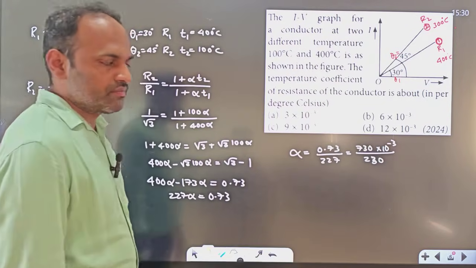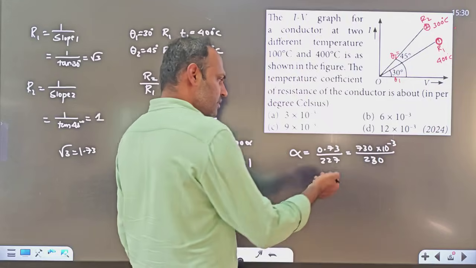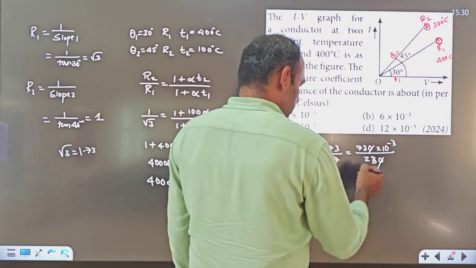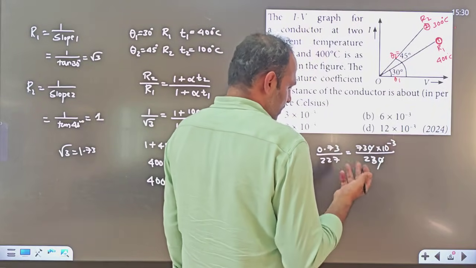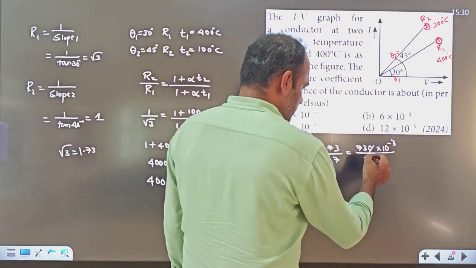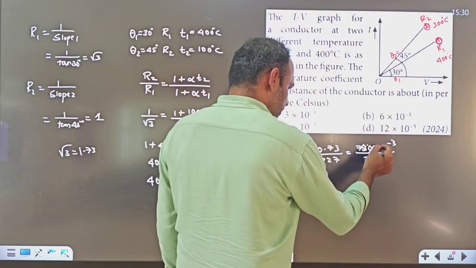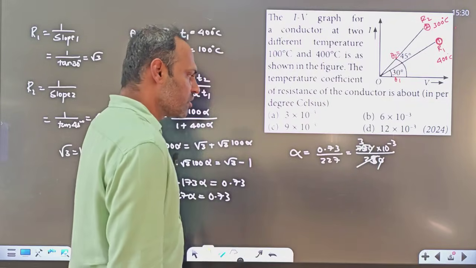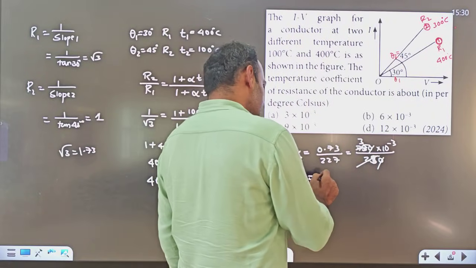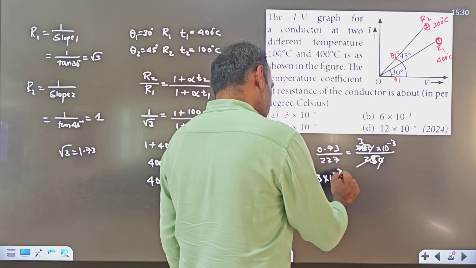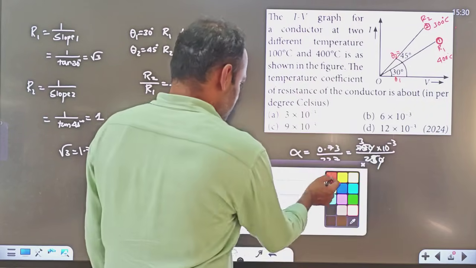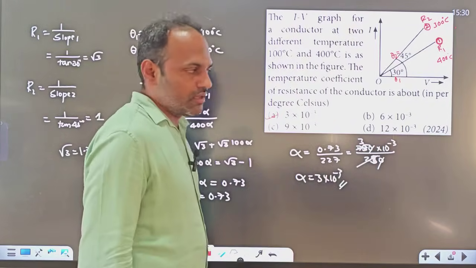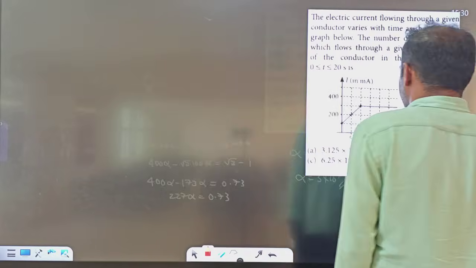I will write it as 230. Just for simplification, I am taking it like this. 0 and 0 will get cancelled. So if I say this is 25 and this is 75, 25 ones are 25, 25 threes are 75. So what I got, alpha is equal to 3 into 10 to the power minus 3. Hence, which option is correct? Option A is correct. Let us move on to the next question.